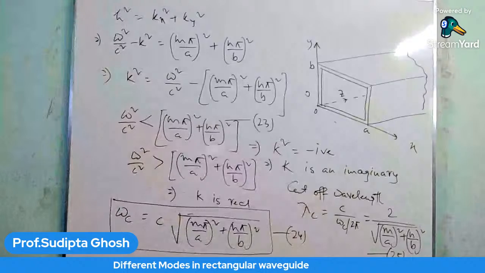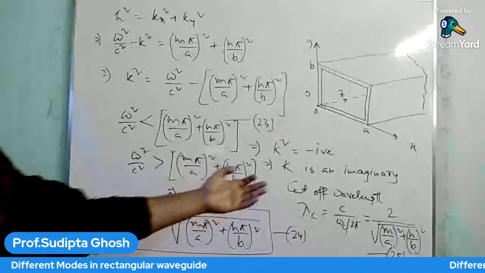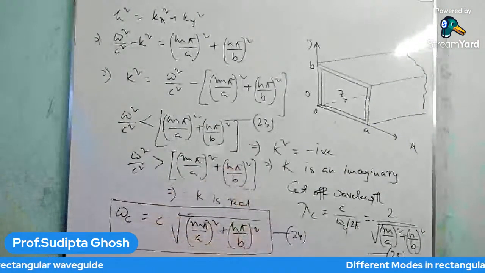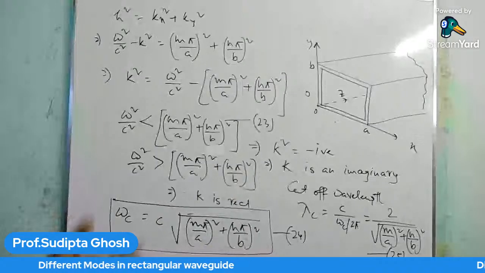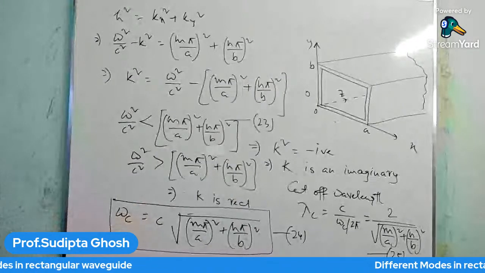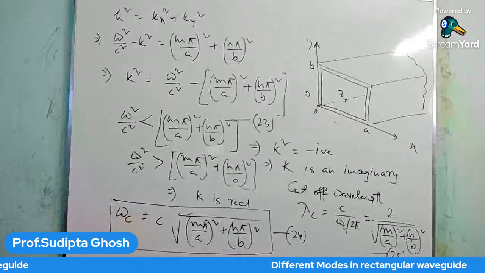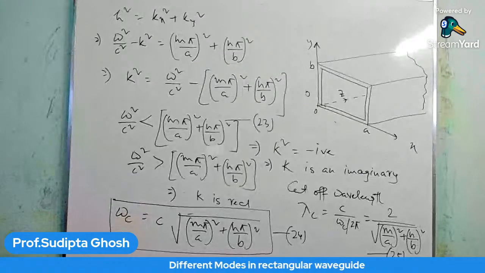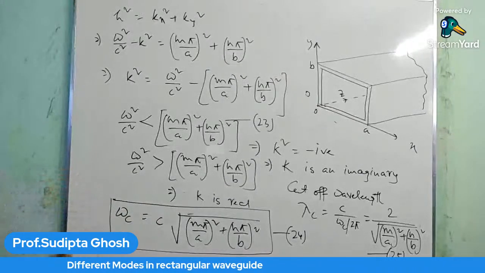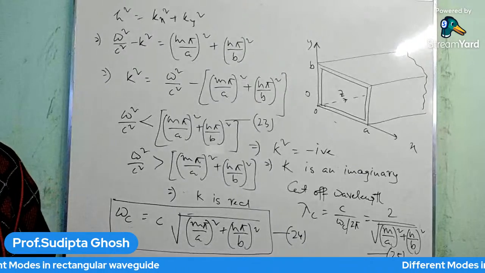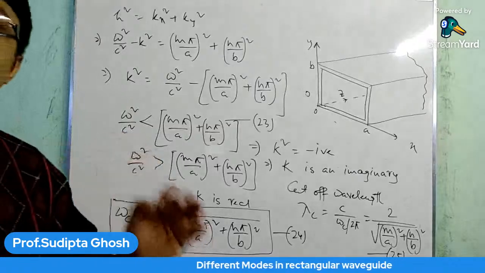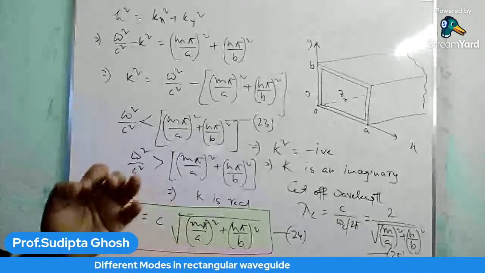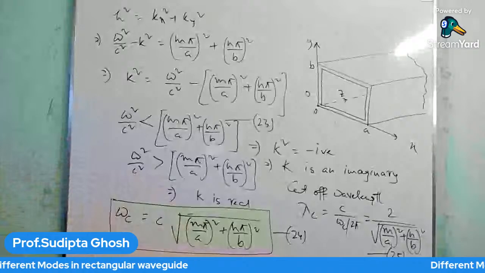Now as you can see, the value of this cutoff wavelength lambda c depends entirely on the transverse dimensions of the waveguide, that is a and b, and also on the modes of propagation, that is m and n. Now let us consider the value m equals 0 and n equals 0. So this is the 0, 0 mode, for m equals 0 and n equals 0.